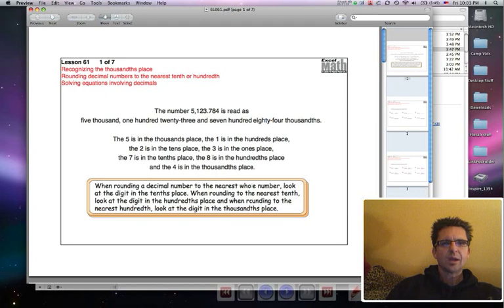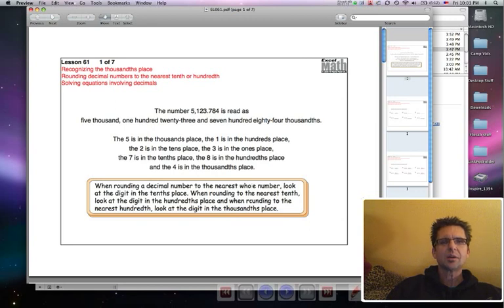When rounding a decimal number to the nearest whole number, look at the digit in the tenths place. When rounding to the nearest tenth, look at the digit in the hundredths place. And when rounding to the nearest hundredth, look at the digit in the thousandths place. Of course, we always look one digit to the right when we round a number.